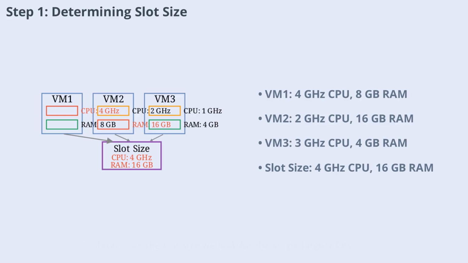To determine the slot size, we look for the single largest CPU and memory reservations among all powered-on VMs. In our scenario, VM1 has the largest CPU reservation at 4 GHz, and VM2 has the largest memory reservation at 16 GB. Therefore, the slot size for the entire cluster is set to 4 GHz CPU and 16 GB RAM. This uniform slot size will be used for all further calculations, regardless of the actual needs of other VMs.